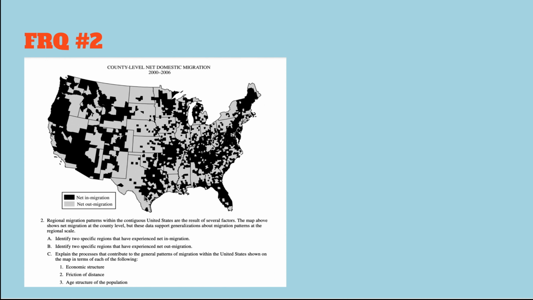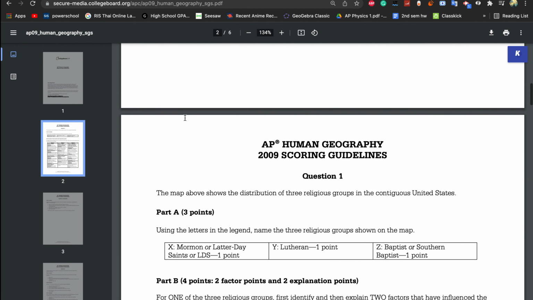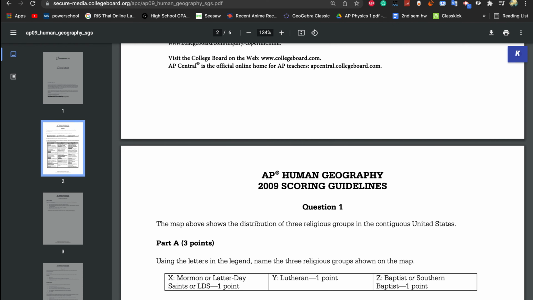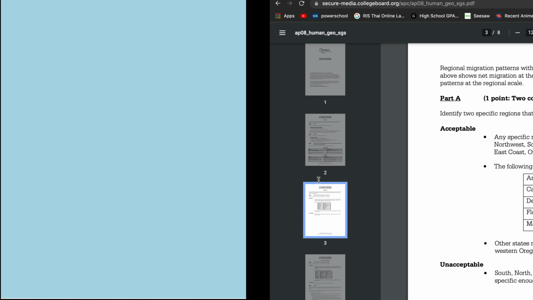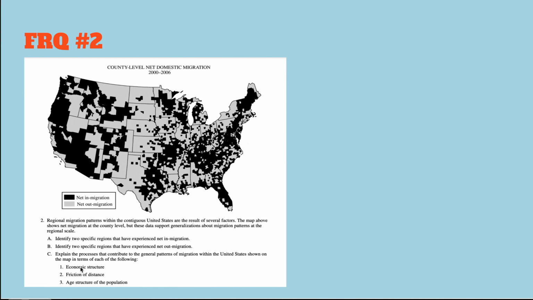Let's look at our second FRQ, solutions to which I also have right here. Now let's read them. Regional migration patterns within the contiguous United States are the result of several factors. The map above shows net migration at the county level, but these data support generalizations about migration patterns at the regional scale. So, net in migration, that's migration coming in, net out migration, that's migration going out.